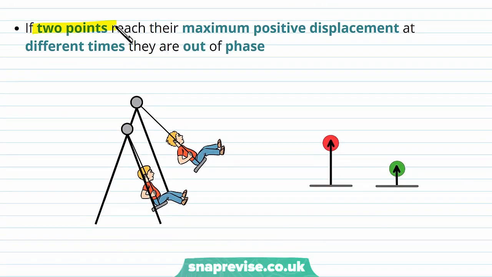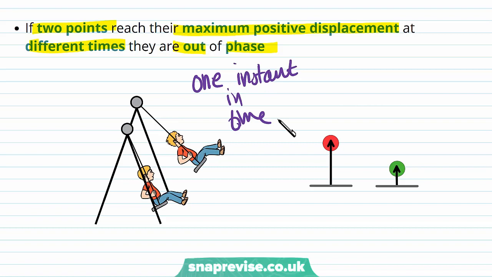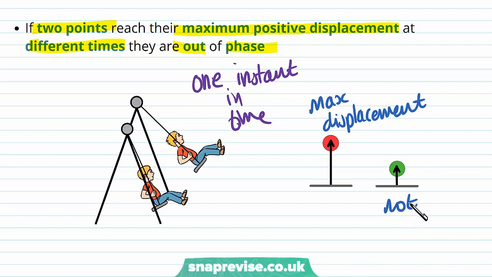But if 2 points reach their maximum positive displacement at different times, they are out of phase. So now let's consider 2 children swinging on a swing, but let's consider them at a different instant in time. Now we can see that one child is at its maximum displacement, but the other child is not at its maximum displacement. So this means they're both out of phase.